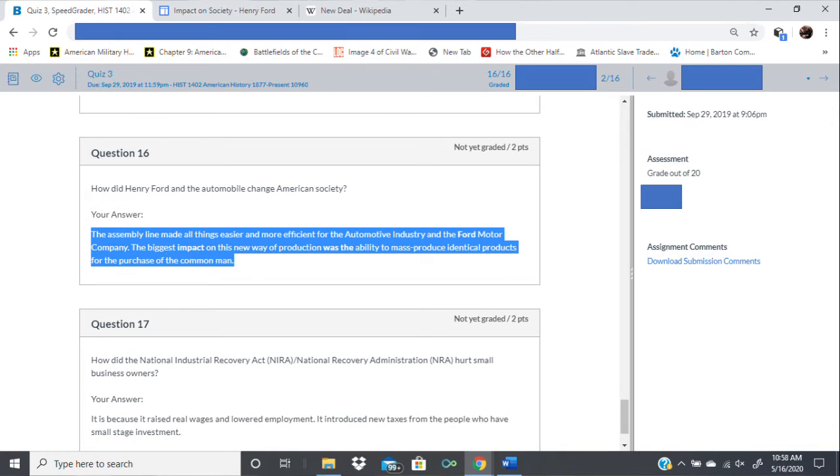Here's another question: How did Henry Ford and the automobile change American society? Clearly just went to the internet.